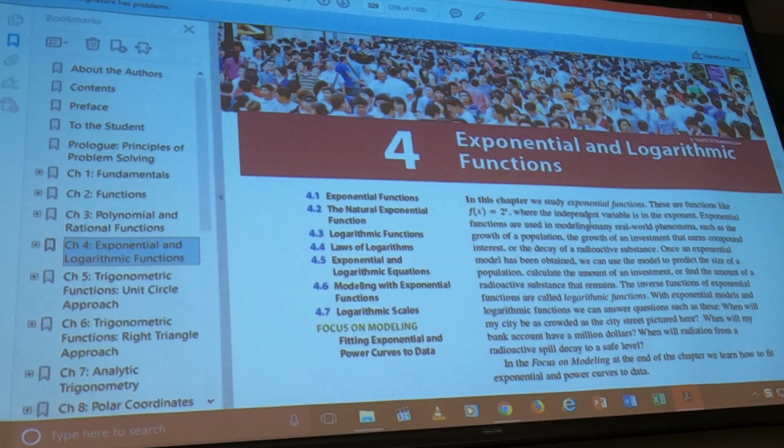So exponential functions are used in modeling many real-world problems, such as the growth of a population. That's why it's picture time with people. It's the growth of a population, the growth of an investment that earns compound interest, the decay of a radioactive substance. That's another one. Once the exponential model has been obtained, we can use the model to predict the size of a population.